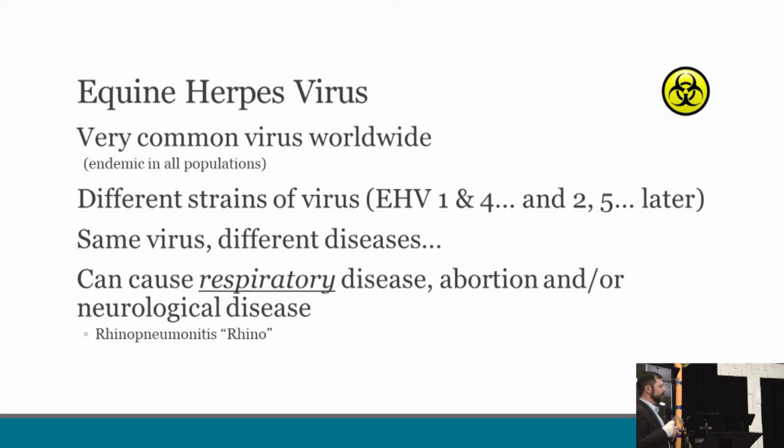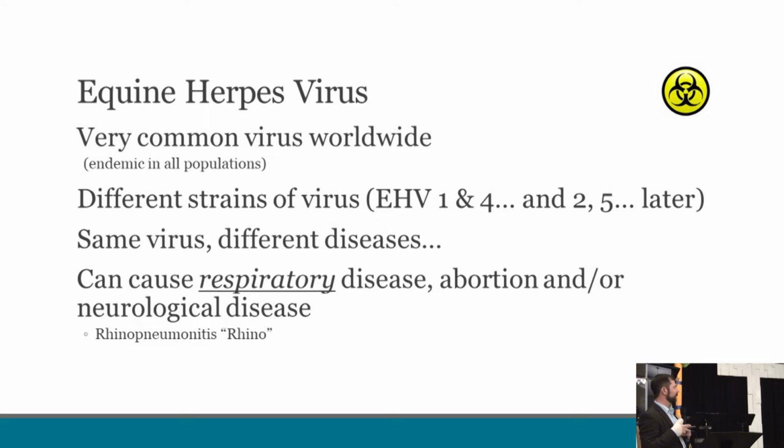Starting with equine herpes virus, this is a very common virus worldwide, and it's considered to be endemic in virtually all horse populations. There are different strains of this virus, and as far as respiratory disease goes, we're mostly concerned with equine herpes virus 1 and 4, and more recently a little more concerned about equine herpes virus 5, and we'll explain that as we go forward here.